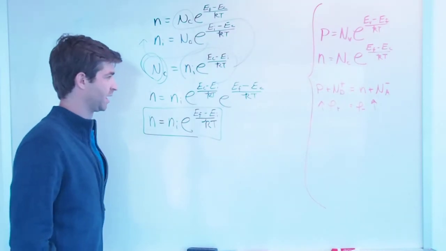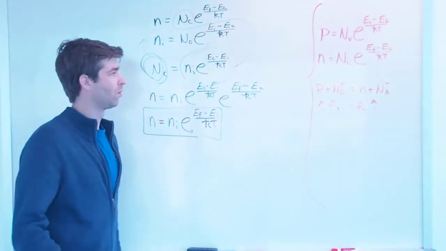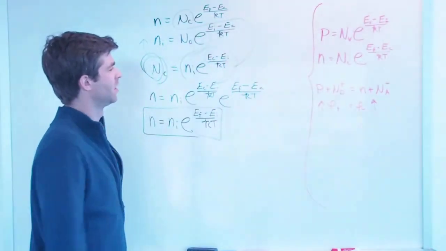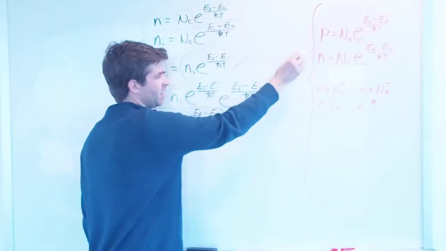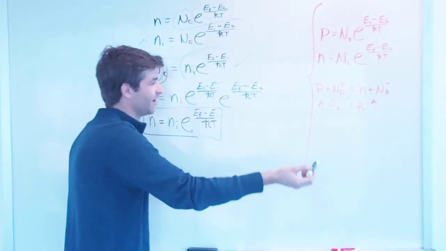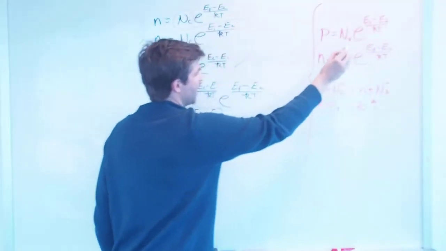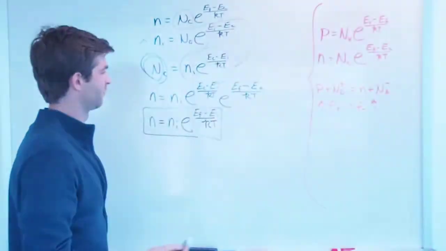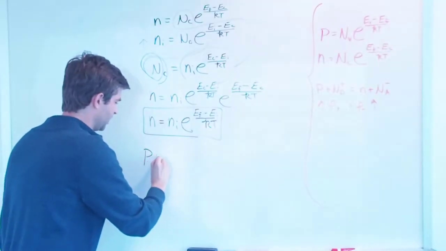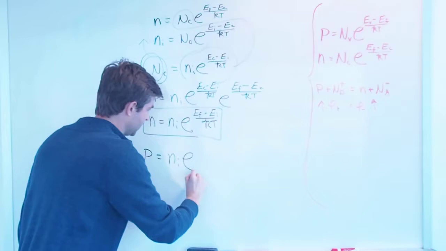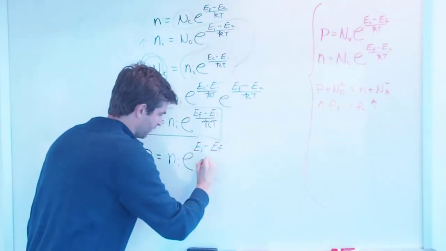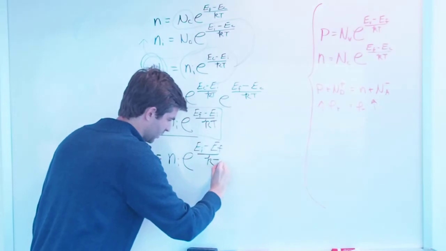Similarly, we can do the same thing for the number of holes, starting with the hole equation up here and going through the same process: setting p to p_i, which is just n_i, changing E_F to E_i, solving for N_V, and then plugging it back into that equation. And then what we find is p is equal to n_i e^((E_i - E_F)/kT).